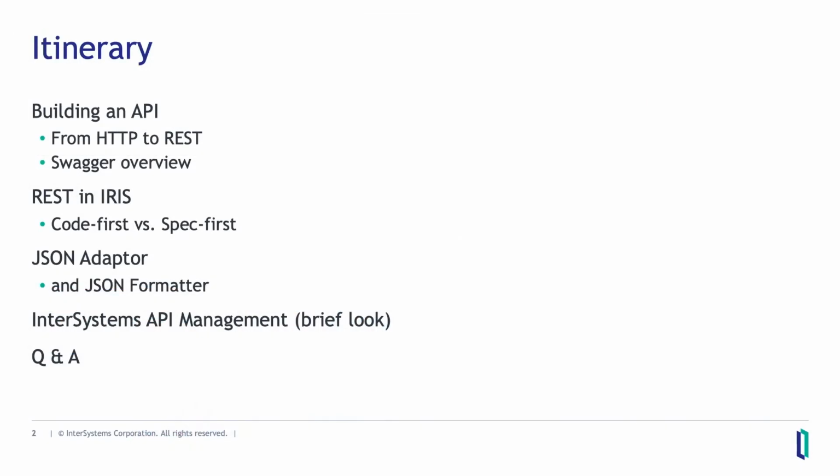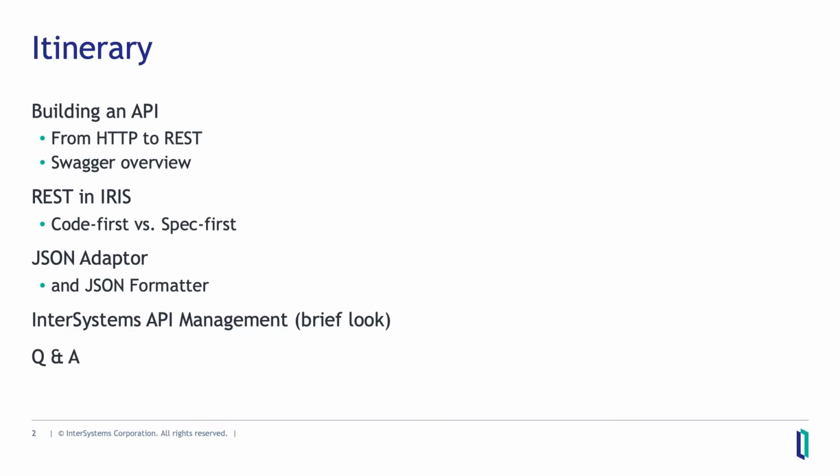We have a brief overview of HTTP, the building block of REST services, and we'll see how we get from the base building block to the REST design principles. We'll look at Swagger, a way to develop a specification of a REST service, which can be consumed later by clients and other tools. There's two approaches to developing a REST service in Iris, and we're going to cover both, the code-first and the new spec-first approach.